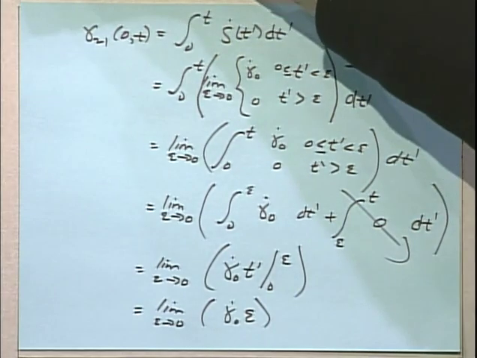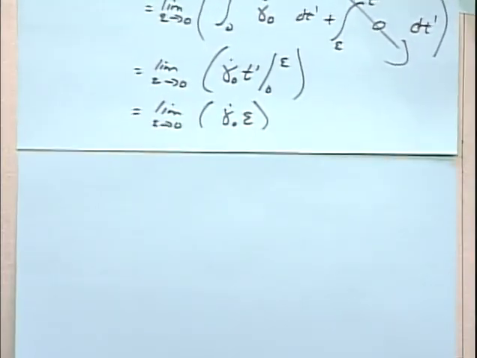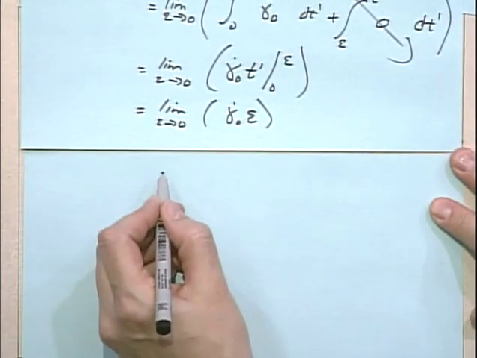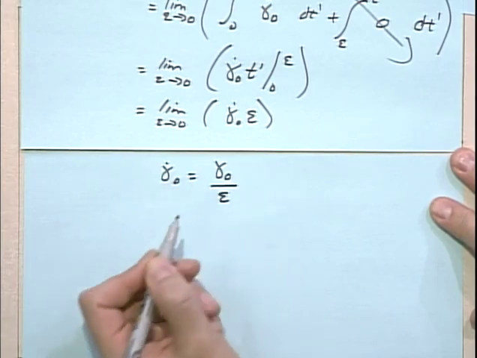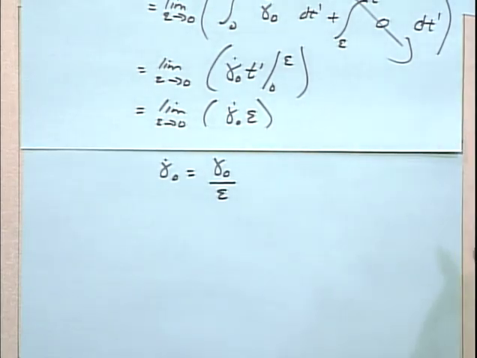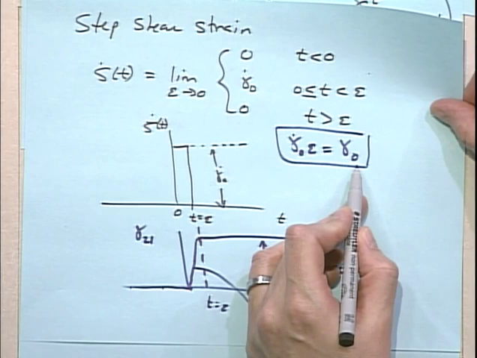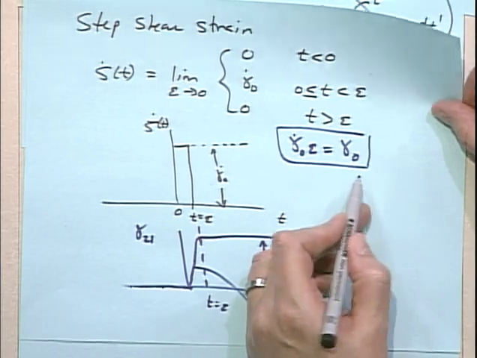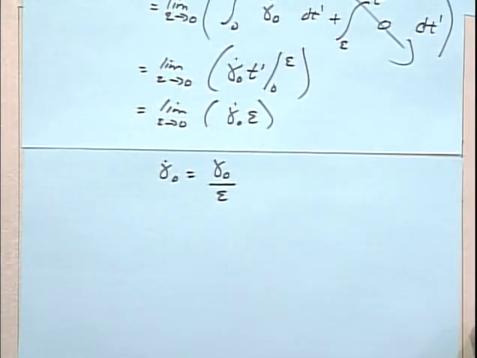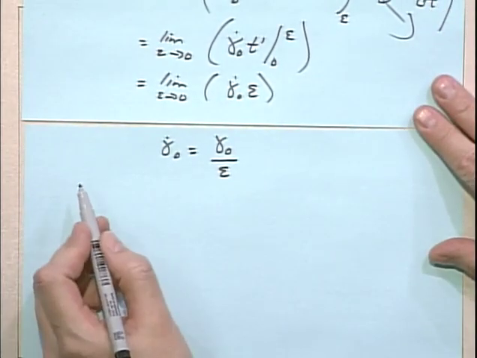So it looks like the strain is 0, but that's not quite correct because gamma dot naught is not a constant. Gamma dot naught is equal to the strain, which is a constant, divided by epsilon. If I bring back my previous slide here, gamma dot naught epsilon equals the strain gamma naught. So that means gamma dot naught is gamma naught divided by epsilon. So there's an epsilon in the bottom there. So because of this relationship, we have something interesting.